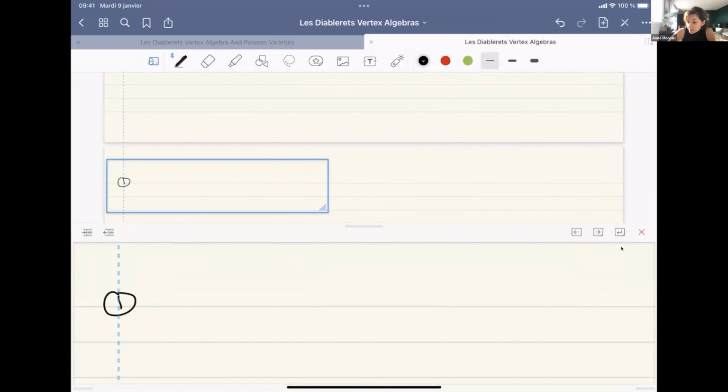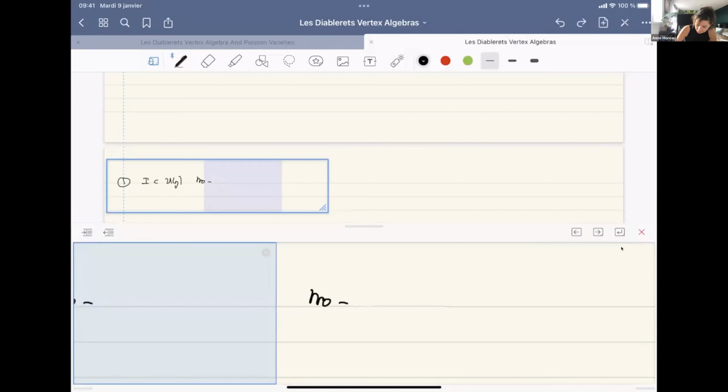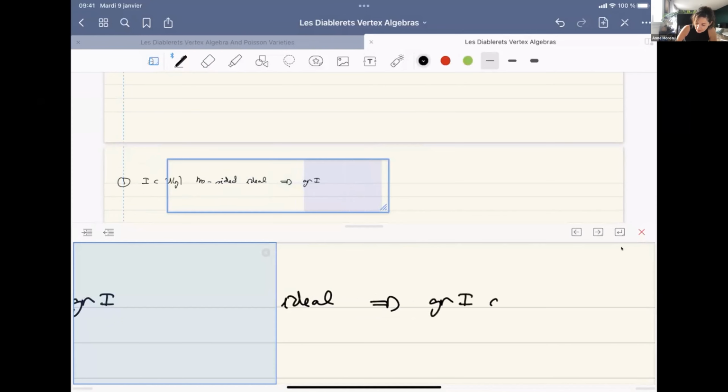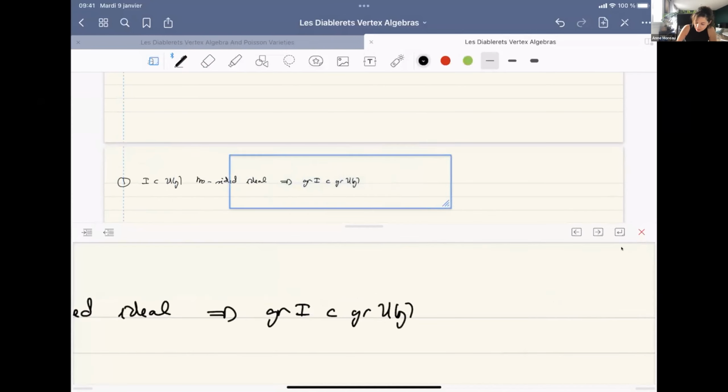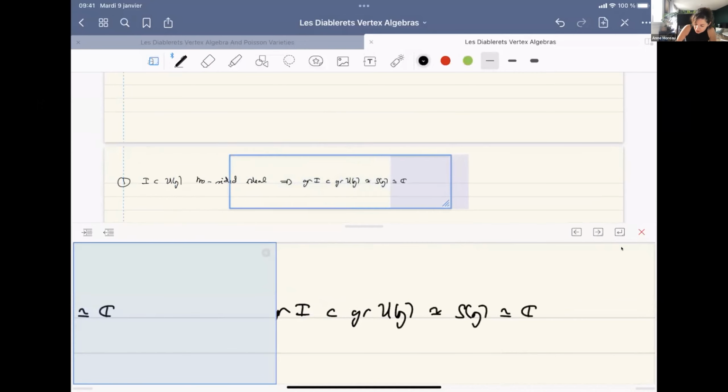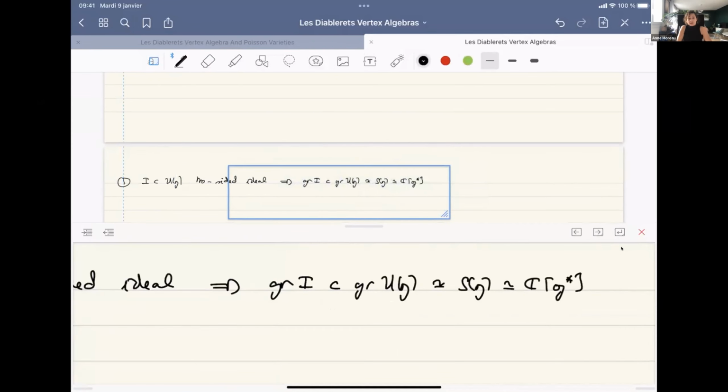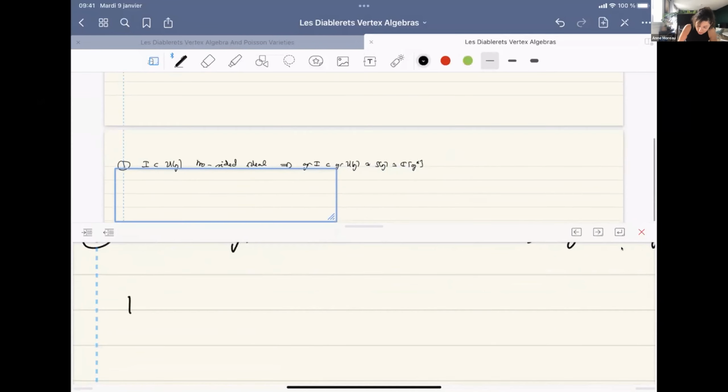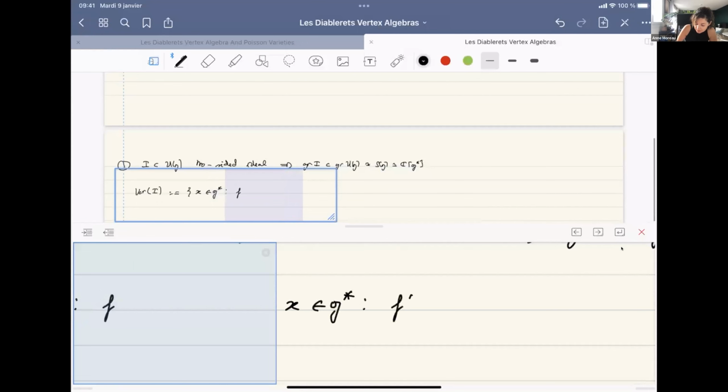So g is as before simple, and then if I have a two-sided ideal I in the enveloping algebra U(g), then the corresponding graded ideal for the PBW filtration gives an ideal in the symmetric algebra S(g) by the PBW theorem, which is canonically isomorphic to the coordinate ring of g*. And what we call the associated variety of I is the zero locus of this ideal. So it's the set of X in the dual of g such that F(X) is 0 for all F in gr I.